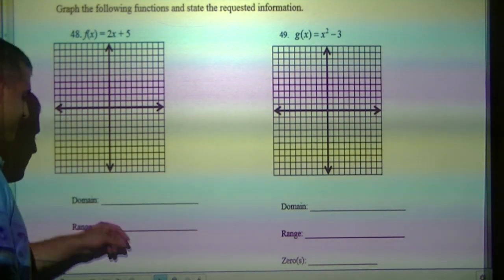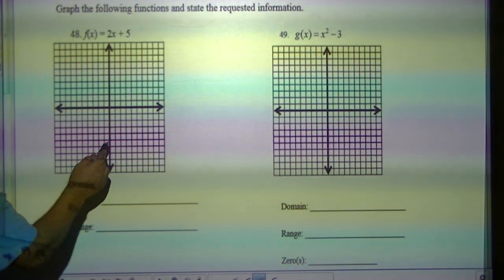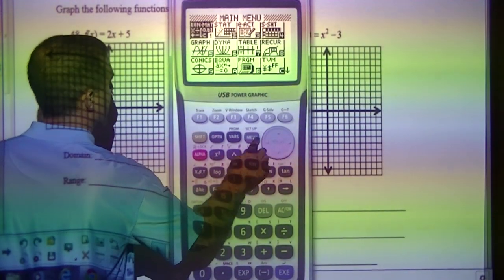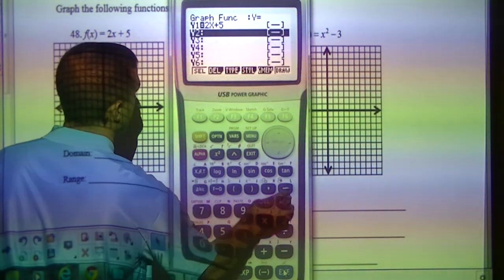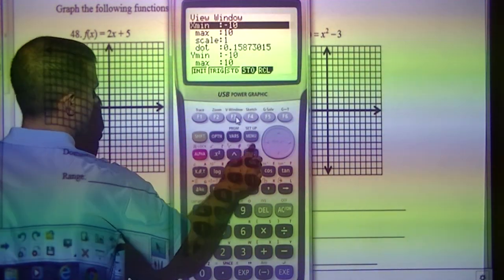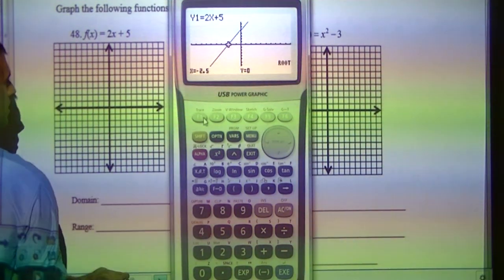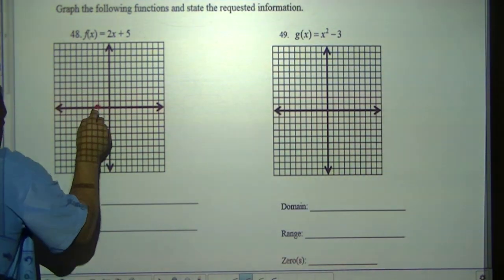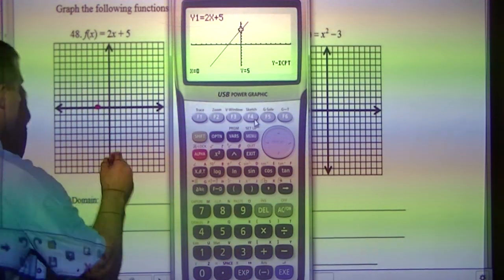Moving on to these. If I go to graph this one, if you have issues with graphing, just go to your calculator, go to menu and graph, 2x plus 5, draw, F3, exit, draw. G-solve root is at negative 2.5, so I can go ahead and mark that right here. G-solve y-intercept is at 5.